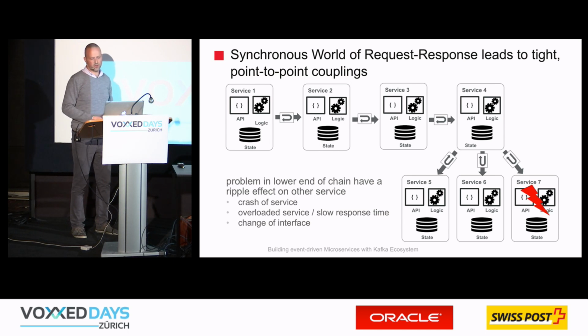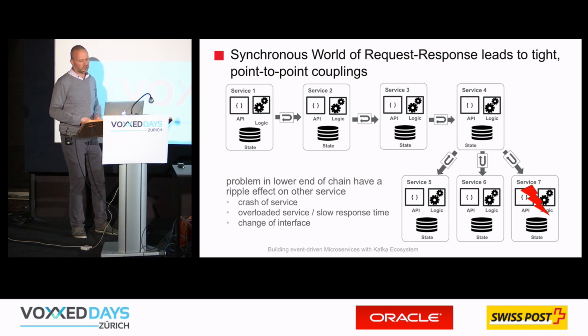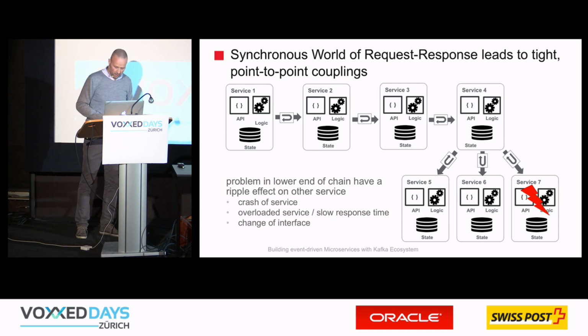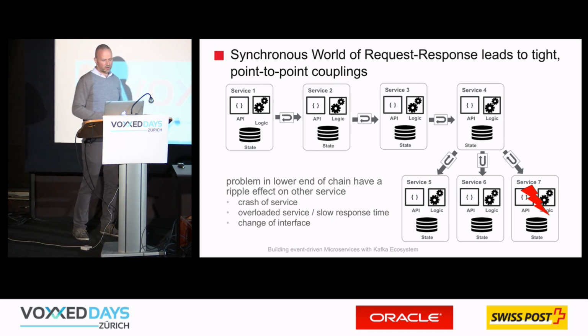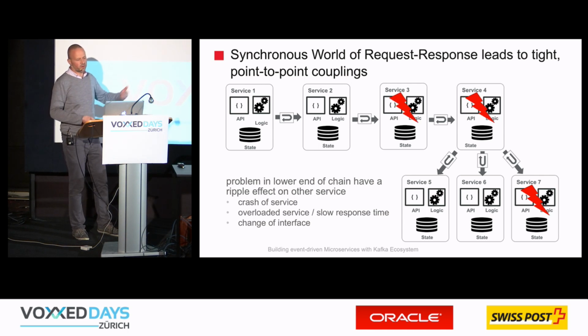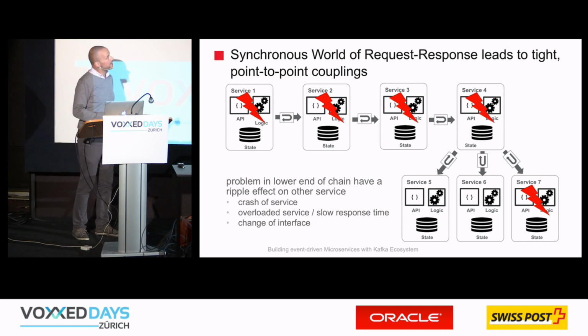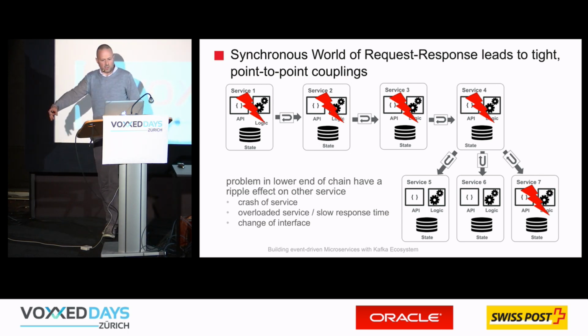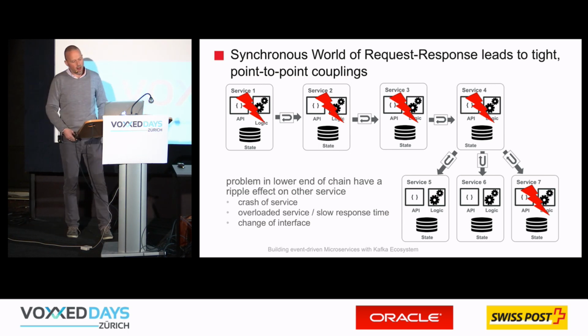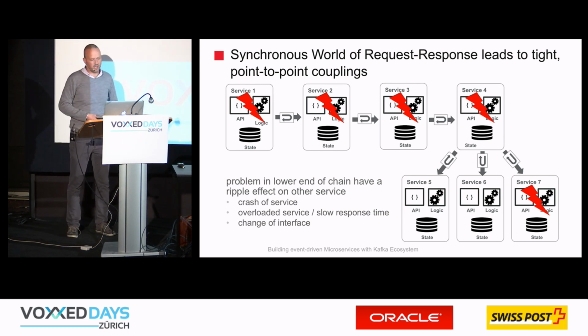And of course, if service 7 in this picture here is not there and service 4 wants to invoke it in a synchronous request response way, and service 4 got called by service 3 and service 3 from service 2, and service 1 also invoked service 2 in a synchronous way, then of course the problem you have very down on a very, very low level just ripples back to the original one.